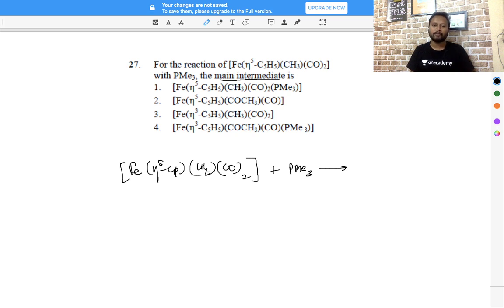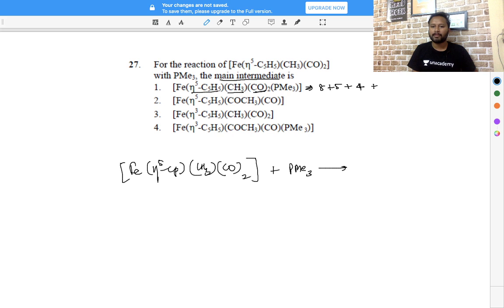Okay, so if you go with the first one, how many electrons are there? Iron will give you 8 electrons, 5 electrons from this eta 5, then 1 electron from this methyl ligand, then you have CO2, right? So how many electrons will you get from here? You will be getting 4 electrons from here.